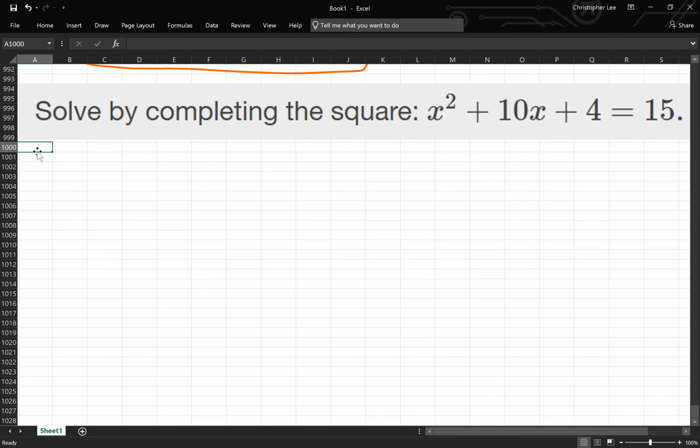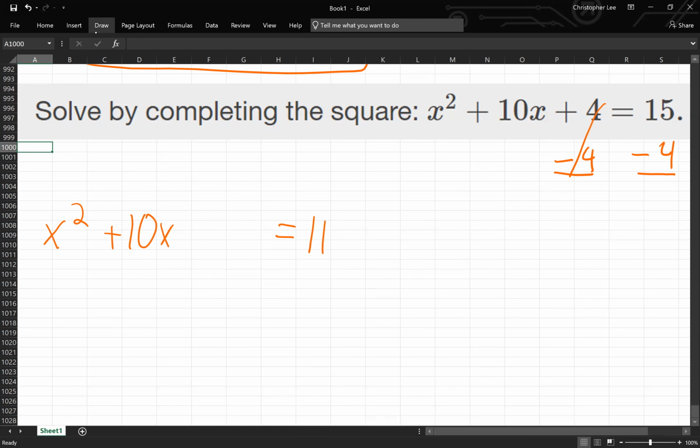All right, let's look at this question right here. So we want to solve this by completing the square. Easy, right? Remember what step one is: I want to isolate my constant term. I have a constant term on the left-hand side, so I want to get rid of that 4. First step, I'm going to subtract 4, but what I do to one side, I have to do to the other. So now I have x squared plus 10x is equal to 15 minus 4. What's that, 11? And that's it.